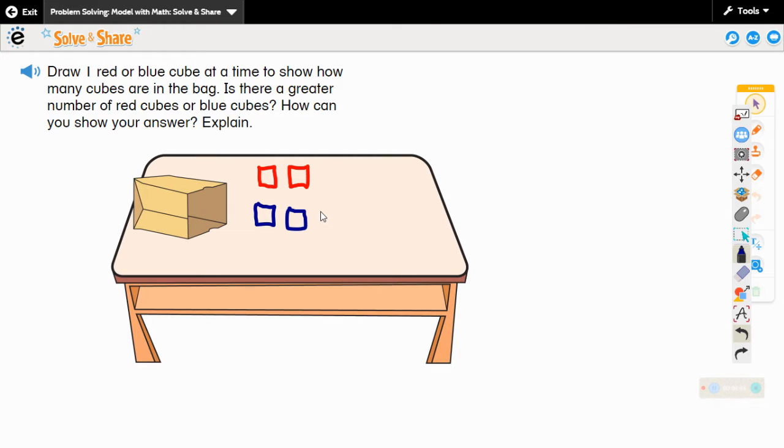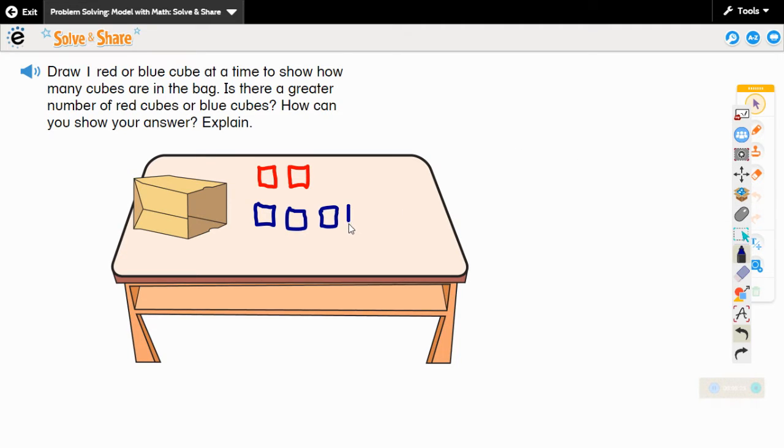Let's draw another blue square. Now look at the picture. Which color has the greater number now? Do we have a greater number of blue squares, or do we have a greater number of red squares? We have a greater number of blue squares because we have 1, 2, 3 blue squares and only 2 red ones. So the blue squares have the greater number now.